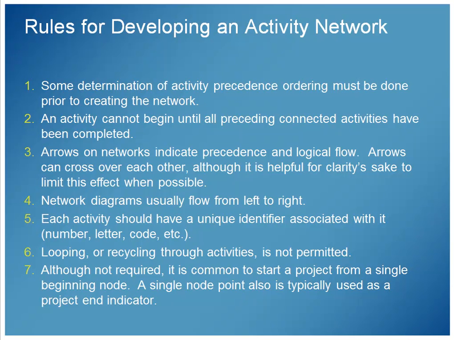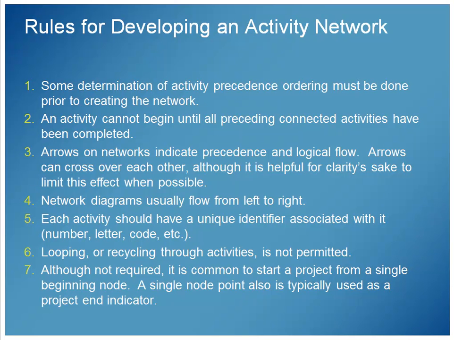Arrows on networks indicate precedence and logical flow. The arrows can cross over each other, but it's better to draw them so that they don't. Network diagrams typically flow from left to right. They don't have to, but it's a nice consistent approach to take. It's kind of expected and common. Each activity should have a unique identifier. It can be a letter, a number, or some kind of code, a product code or something. We'll probably just use letters in our examples here.